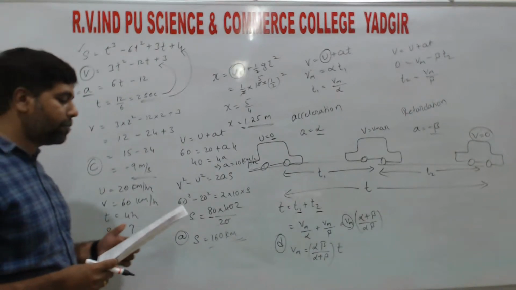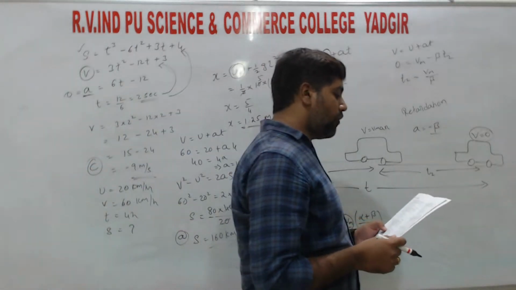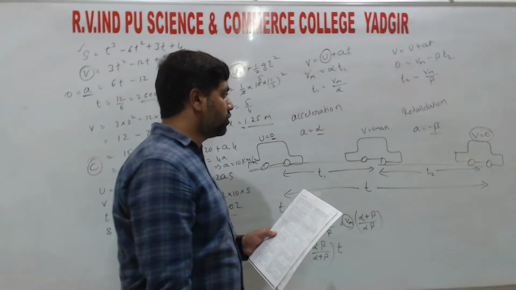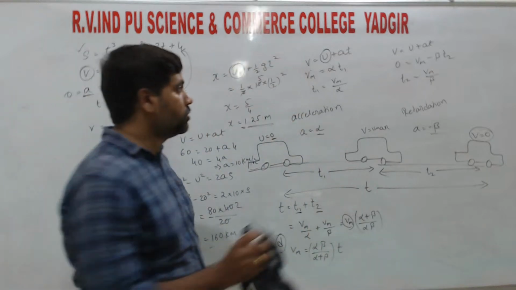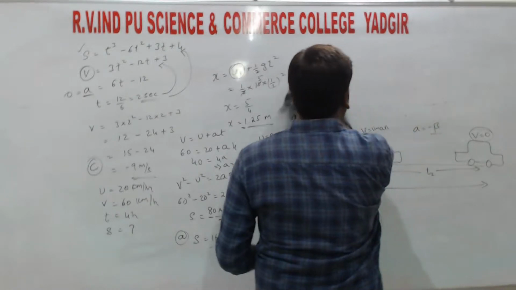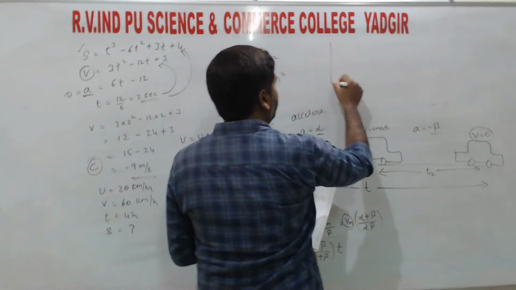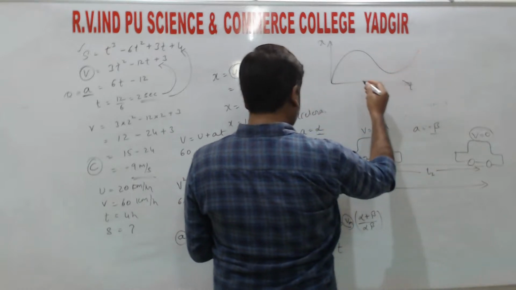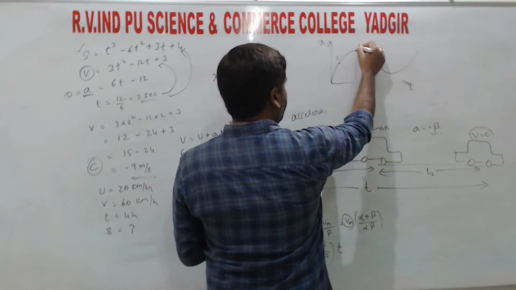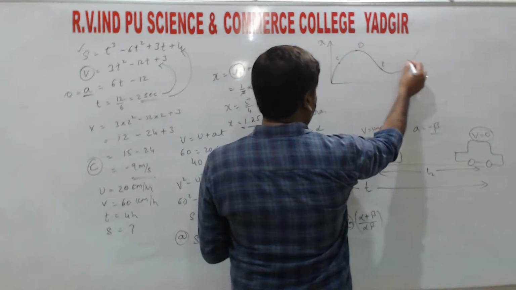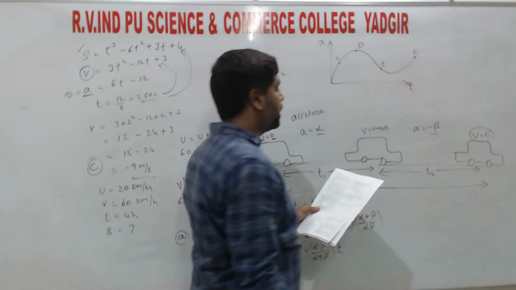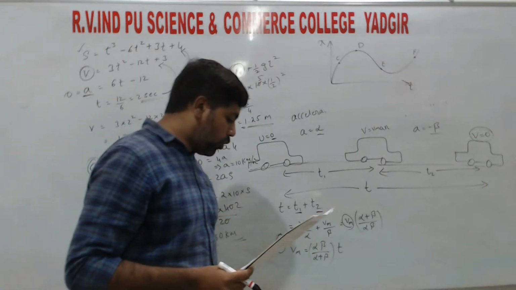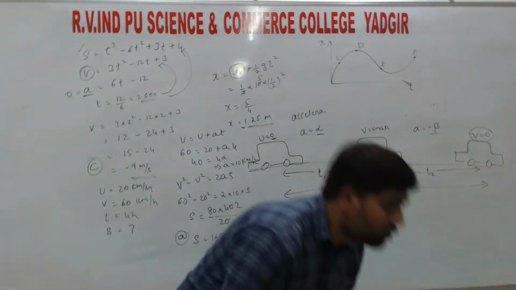So option A. Next, the displacement time graph of a moving particle is shown below. The instantaneous velocity of a particle is negative at a point. So they have given the relation, that is the graph. The displacement time graph, x-t graph, is given, right? So the points C, D, E, F are mentioned. The instantaneous velocity of a particle is negative at which point? They are asking where the instantaneous velocity will be negative, right?